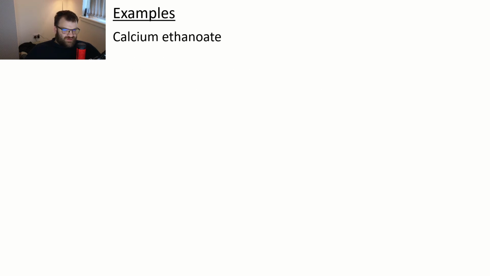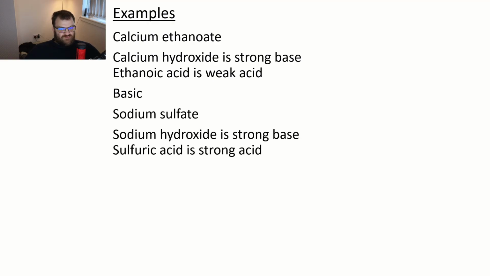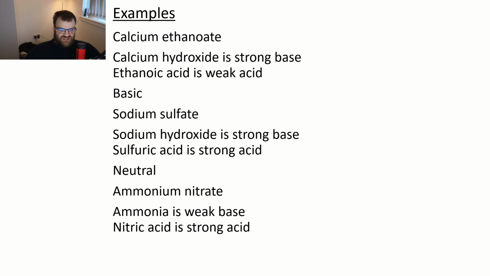Some examples would be calcium ethanoate. You would need to be able to recognise that it's calcium hydroxide and ethanoic acid. That's strong base, weak acid, so that's going to make a basic salt. Sodium sulfate would be sodium hydroxide and sulfuric acid. Strong and strong makes a neutral salt. Ammonium nitrate would be ammonia, which is a weak base, and nitric acid, which is a strong acid. That's going to give you an acidic salt.